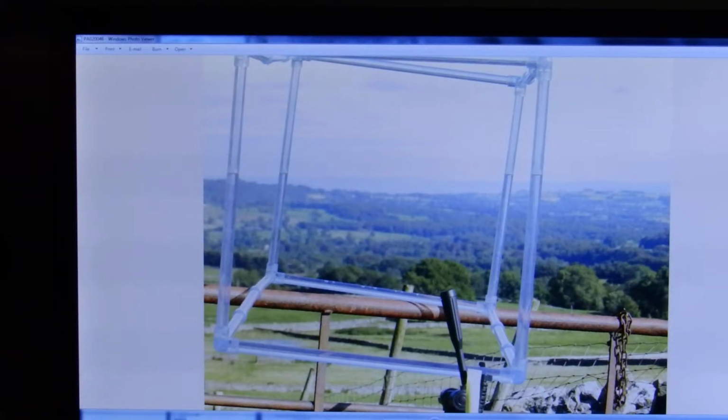You can tell it's not vertical, but we can cope with that. We can easily work around not being vertical. Water still finds its level. That still gives us a line of sight.